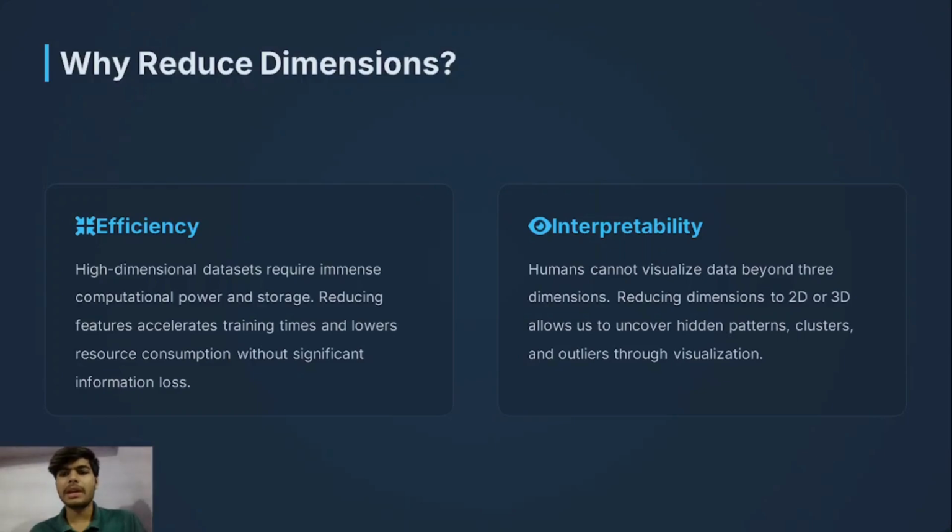Interpretability. Humans cannot visualize data beyond three dimensions. Reducing dimensions to 2D or 3D allows you to uncover hidden patterns, clustering, and outliers in visualizations.